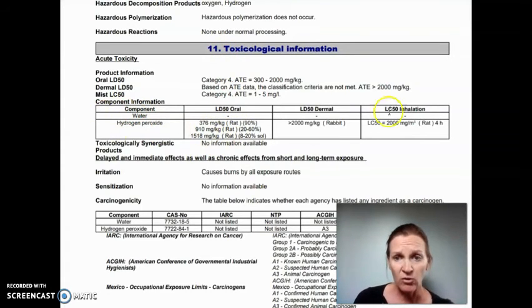Basically what you're going to look for is a table. We can see we've got hydrogen peroxide. We can see the LD50 oral dose, the dermal dose, and the LD50 for inhalation. These are going to be the important numbers. If you look in parentheses, it tells you what animals these numbers were determined from.